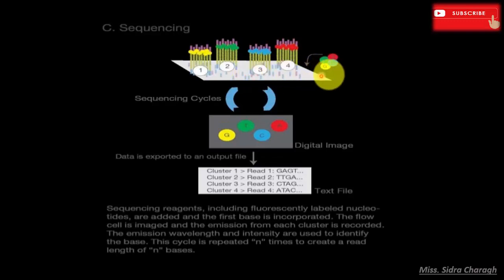Here, the sequencing reagents, including fluorescently labeled nucleotides, are added and the first base is incorporated. The flow cell is excited, and the emission from each cluster is recorded. The emission wavelength and intensity are used to identify the base. This cycle is repeated n times to create a read length of n bases.